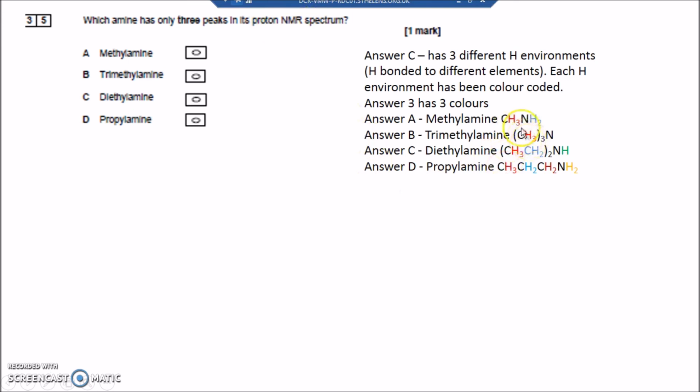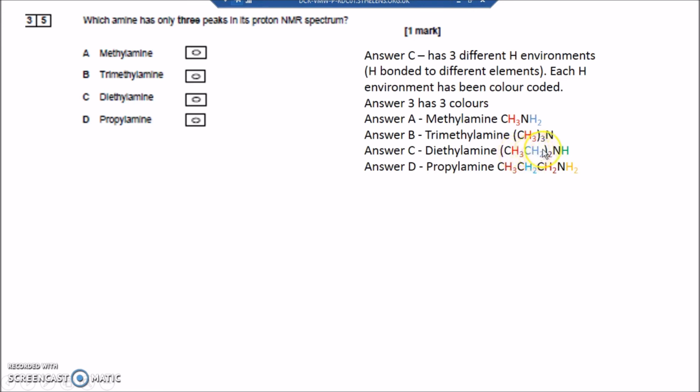To make it easier to see, I've colour-coded them. There's three H's there bonded to the same carbon, I've called them red. Two H's bonded to the N, I've called them blue. Two different colours, two different hydrogen environments, the answer is not A. All three methyl groups are bonded to the same N, so they're all equivalent. So all of those hydrogens, three lots of three, all those 9 hydrogens are equivalent. That would produce one peak, so 2 peaks and one peak. Answer not B. Let's have a look here.